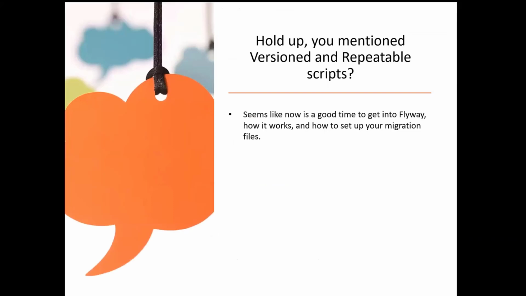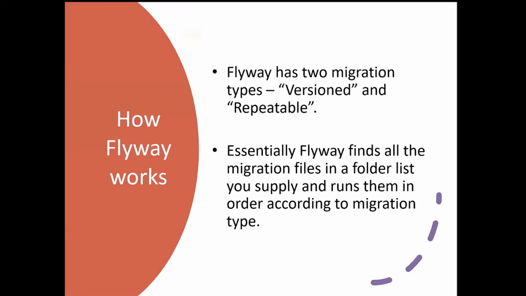So I mentioned version scripts and repeatable scripts for Flyway. I think now's a good time to go over what that means. Flyway has two migration types: a version migration and a repeatable migration. The way that Flyway works is it looks for all the migration files in a folder list that you give and then runs them in the order according to migration type. I'll go into that in more detail in the next slides.